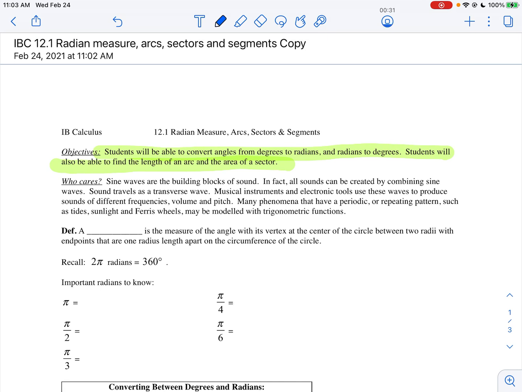Who cares? Sine waves are the building blocks of sound. In fact, all sounds can be created by combining sine waves. Sound travels as a transverse wave. Musical instruments and electronic tools use these waves to produce sounds of different frequencies, volume, and pitch. Many phenomena that have a periodic or repeating pattern, such as tides, sunlight, and Ferris wheels, may be modeled with trigonometric functions.